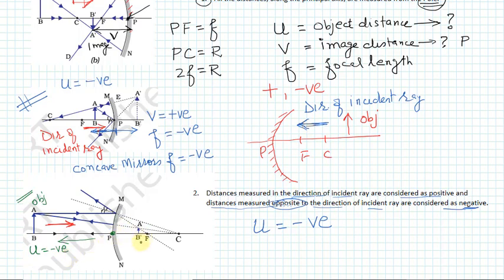Now, the image is formed here, A dash B dash. You measure the distance of the image here like this. The incident ray is already going in this direction. So V is positive here. And if you see carefully, this is our convex mirror. And in a convex mirror, F is on this side. So if you use the sign conventions, F will be positive here.